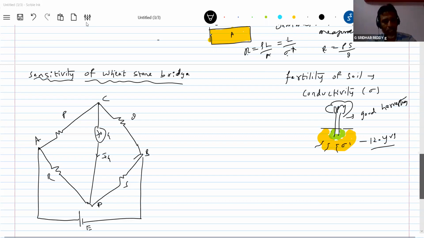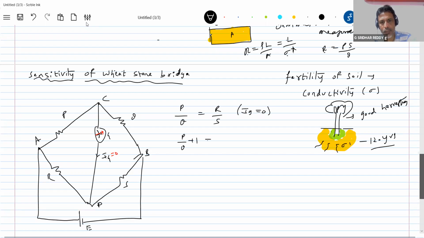Okay, there's a galvanometer. I'm showing this arrow also. The red color is the pointer here. Now for a balanced network, let the current through the galvanometer be 0. Then what is the basic necessary condition? P by Q equals R by S, and the current through the galvanometer is strictly 0. Then let me add 1 on both sides: (P plus Q) by Q equals (R plus S) by S. This is the one equation you keep in hand.